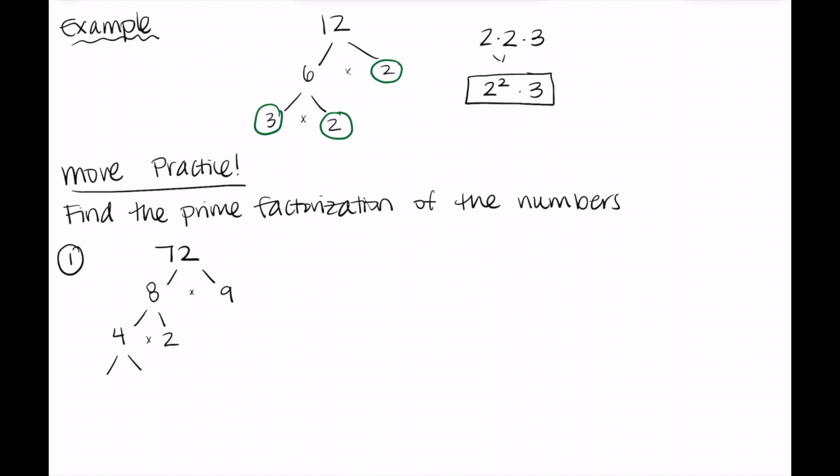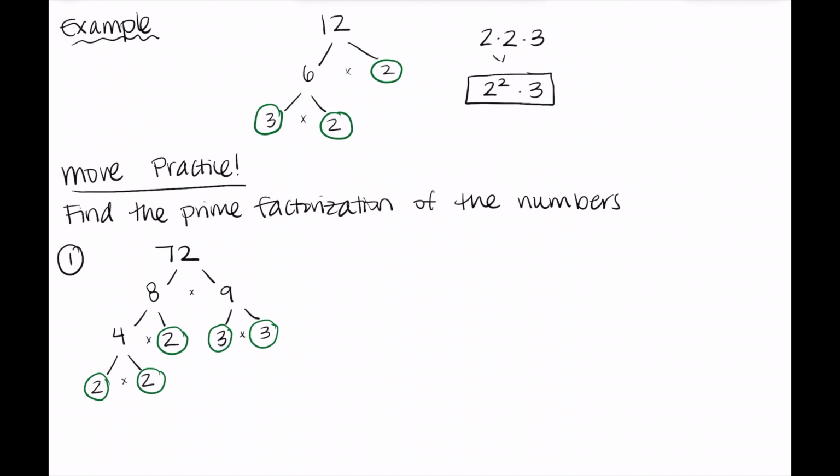That's prime. But the 4 will break up into 2 times 2. So now the left side, we all have prime numbers. We'll move on to the right. Our 9 will break up into 3 times 3, right? And at this point, we have all prime numbers. We have 2, 2, 2, and 3, 3.